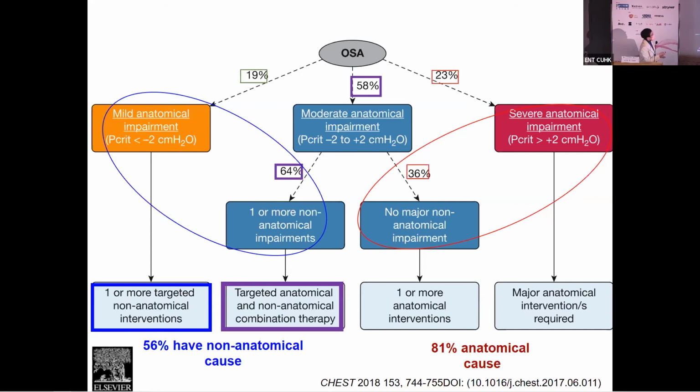But those with moderate anatomy, and that's the majority, right? Almost 60%. Some of them have one or more non-anatomical impairment. So this group of people, we may need to look for non-anatomical therapy in addition to targeted anatomical intervention. And for those with mild anatomy, we really have to look for alternative ways to help them.